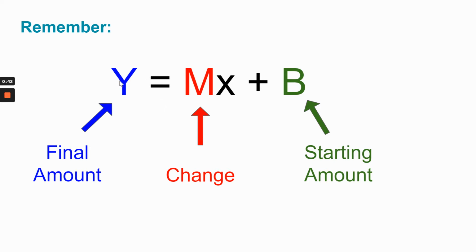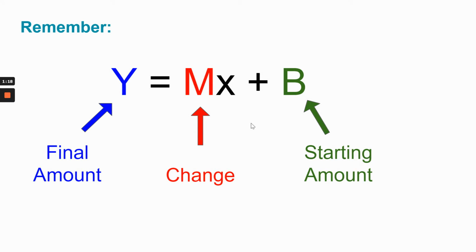So, when we're looking at this, the y represents the final amount. The m represents how much it changes each time. For example, if you have to pay $4 per apple, it would change 4 every time. And b represents the starting amount. Say there was an initial cost, like the grocery store charges a $36 membership fee, like Costco, so you can't buy anything until you pay that initial fee.